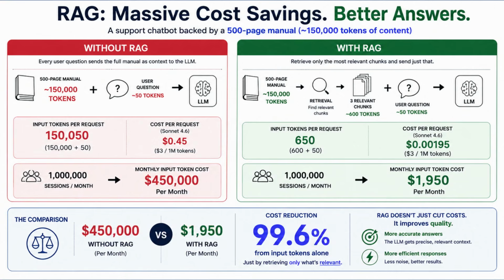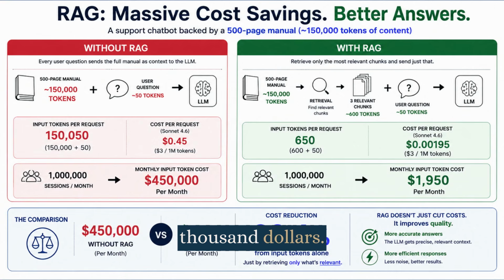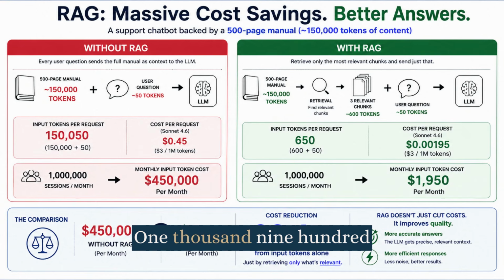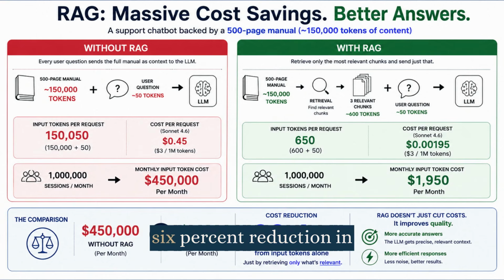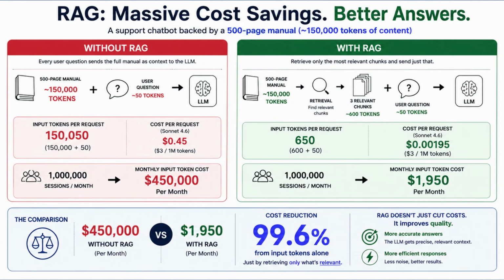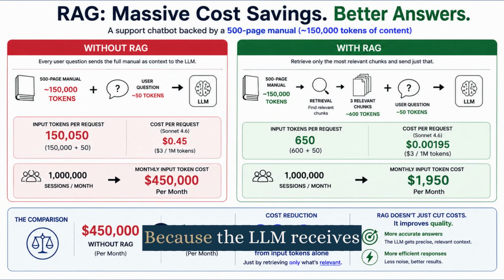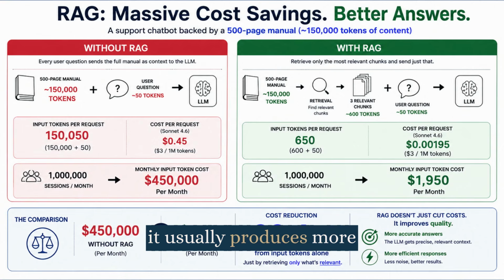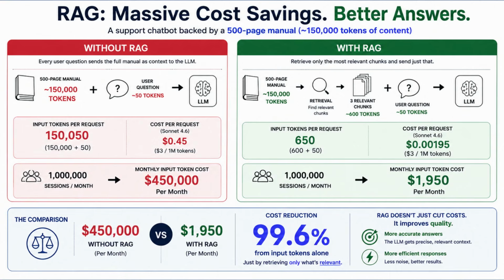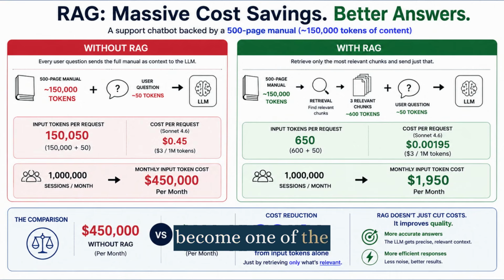Compare those numbers. $450,000 versus $1,950. That's a 99.6% reduction in input token cost. And the best part? RAG doesn't just save money. Because the LLM receives focused and relevant information, it usually produces more accurate answers as well. Lower costs, better context, better answers. That's why RAG has become one of the most important patterns in modern AI applications.